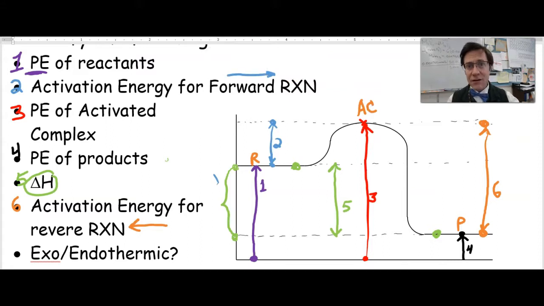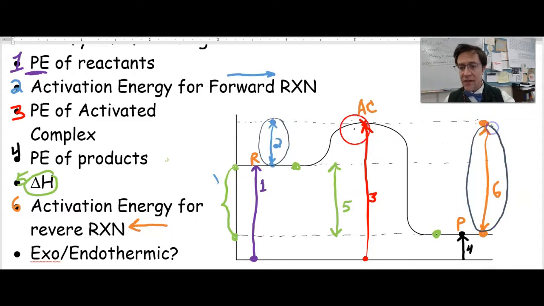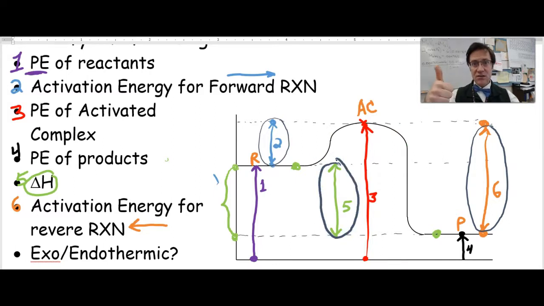And then there are 3 energies. We have activation energy for the forward reaction. We have activation energy for the reverse reaction. And then we have the energy or the heat that is released. So heat to start it forwards, heat to start it backwards, heat that comes either in or out, delta H. So 3 things, 3 energies. Got it? Great! Moving on!